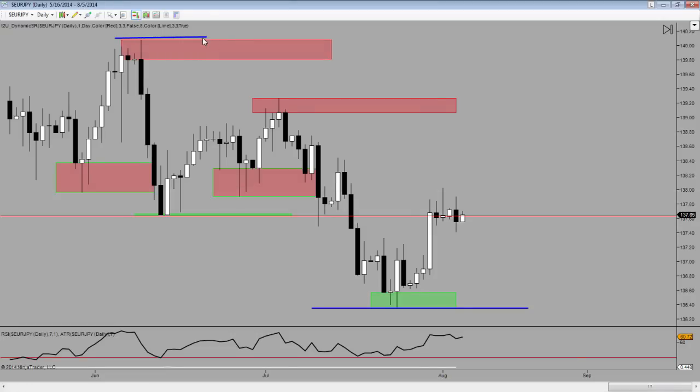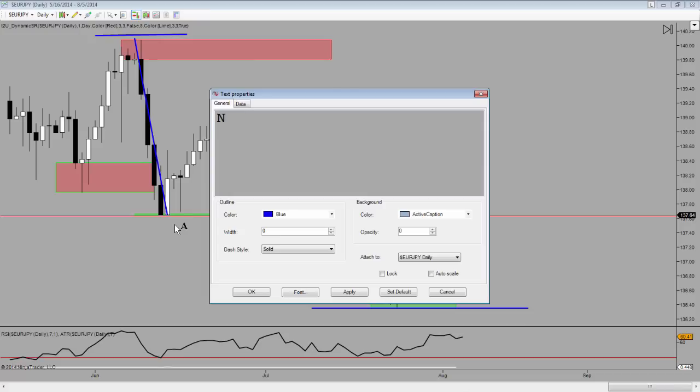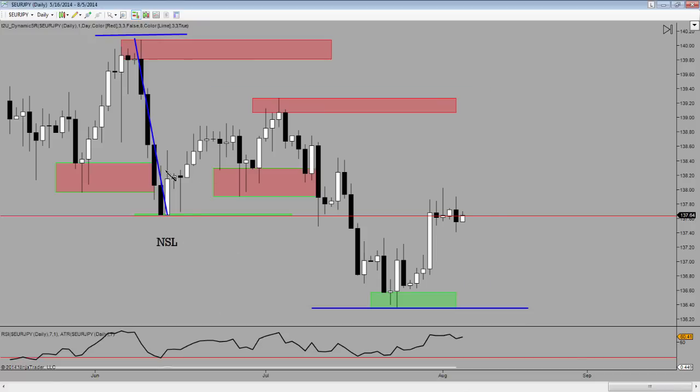We have our structure highs right here. We have our swing high to swing low, so new structure lows. We then have our outside return, followed by more new structure lows. And we would expect that our next outside return is going to come to the same level as our previous new structure low. So somewhere in this area is our first place that we would expect a retracement to.